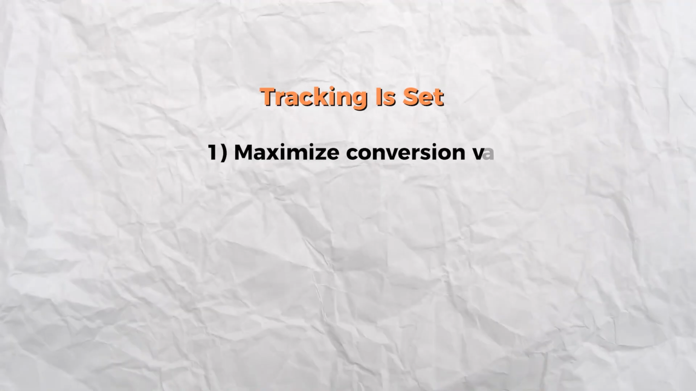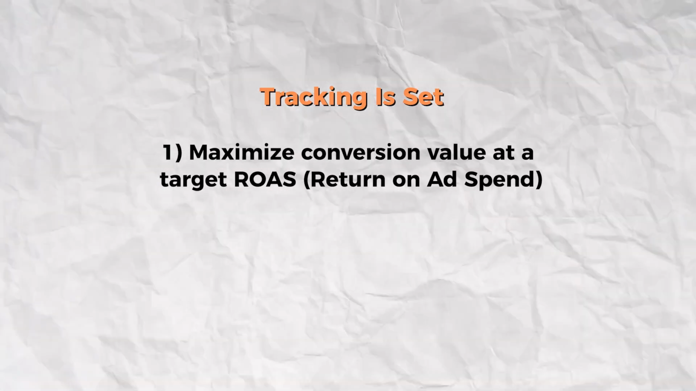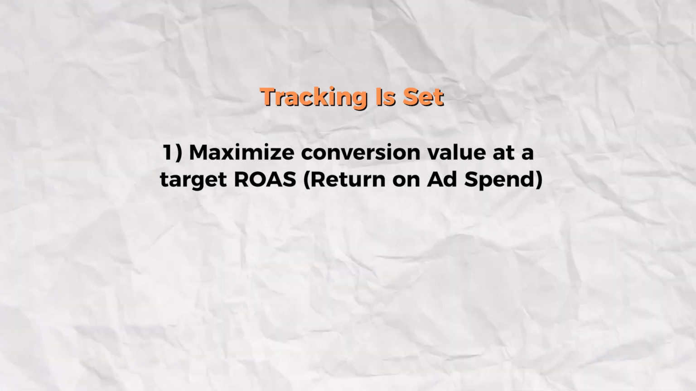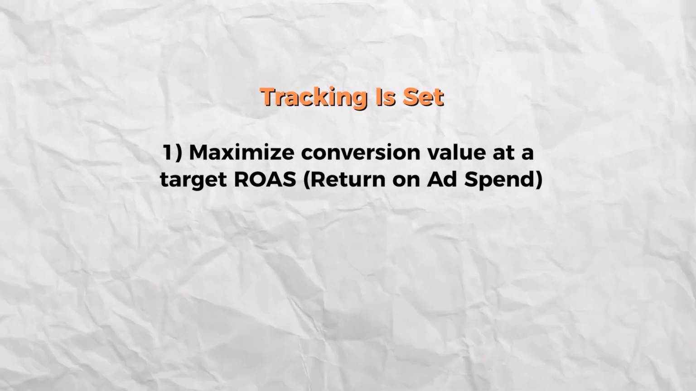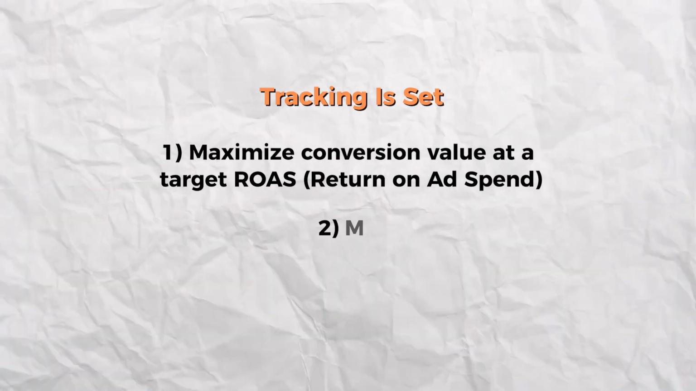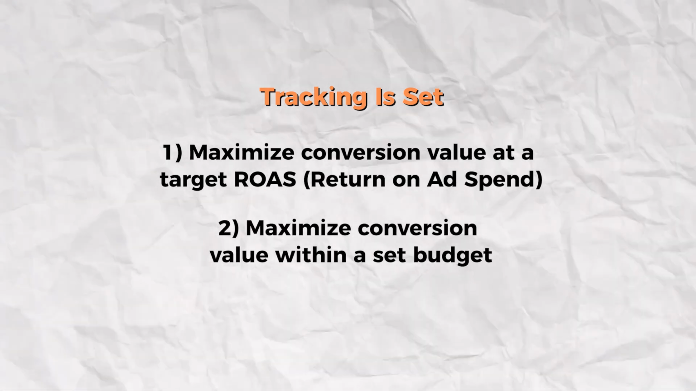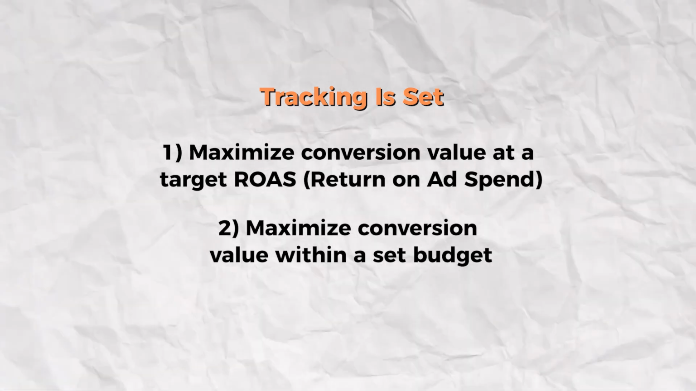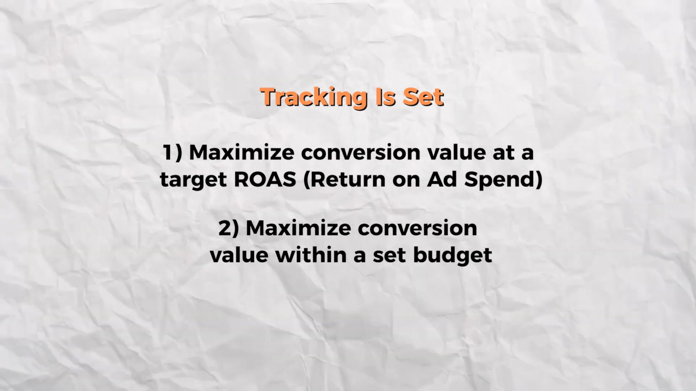Okay, you've made it. Now that tracking is set up, we can talk about maximizing that value-based bidding, which you really have 2 major options to choose from. Number 1, maximizing the conversion value at the target ROAS or return on ad spend. This is going to keep your profitability front and center by optimizing toward a specific return. And number 2, maximizing conversion value with a set budget.